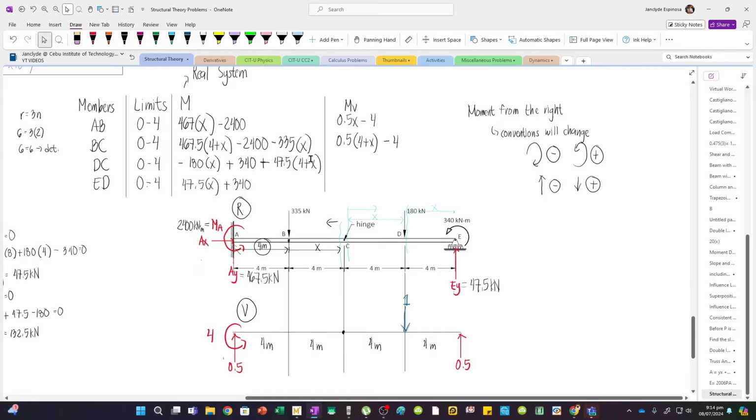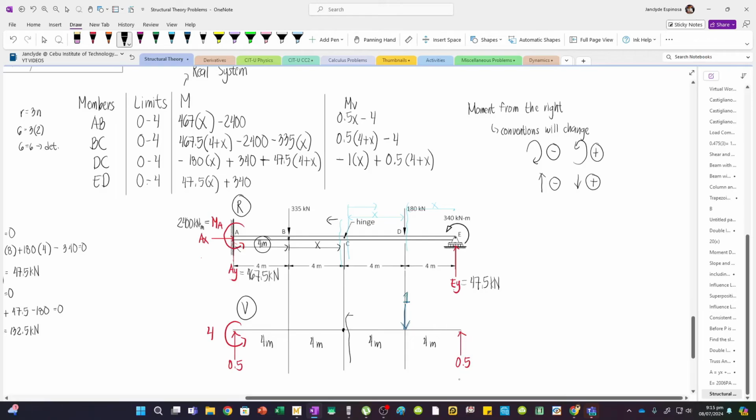And then for segment DC, we have the unit load right there. So I have minus 1 multiplied by x, and then plus the reaction here, which is 0.5. It's similar to this. So my moment arm is 4 plus x. Again, this load going to this cut, that's 4 plus x. And then x is still measured from point D. Yan. And then finally, for the last segment, I have 0.5 multiplied by x. And it's going to cause a counterclockwise rotation. So this becomes positive 0.5x. Again, this is my origin. This is my cut. And then this is x.